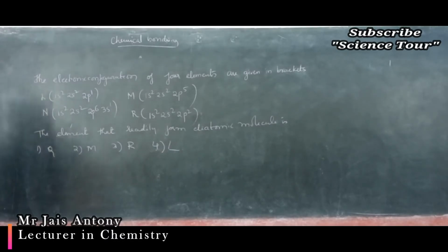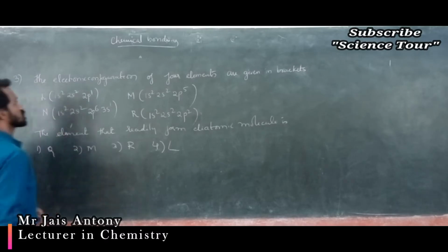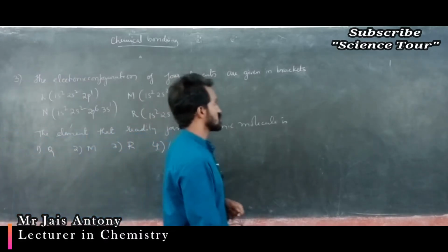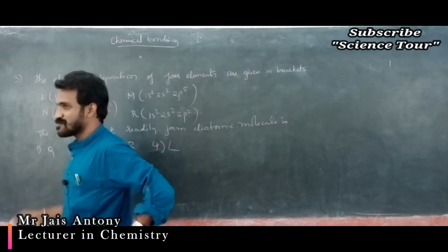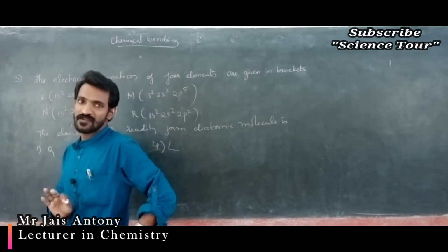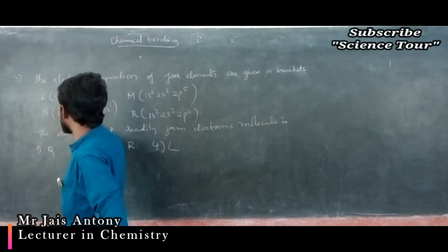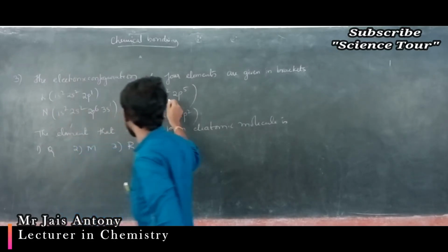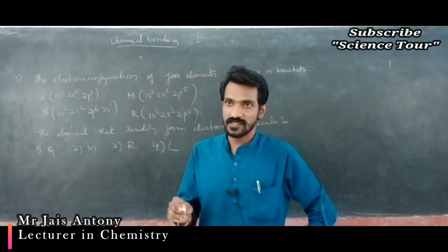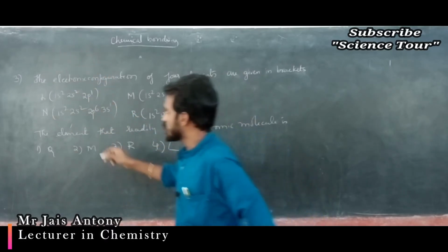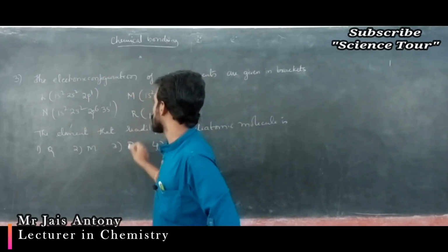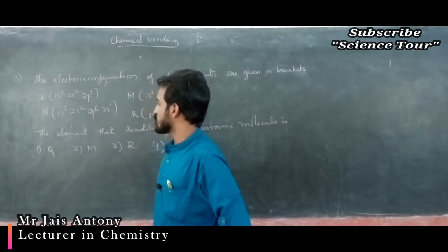Okay, my dear students, the next question is question number 3. The electronic configurations of 4 elements are given in brackets. Actually, the element names are given as L, M, N, O, R. Don't get confused. L is 1s2 2s2 2p1, M is 1s2 2s2 2p, like A, B, C, D, you assume the person names are A, B, like that. The element names are L, M, N, O, R, and their electronic configurations are given, my dear students.